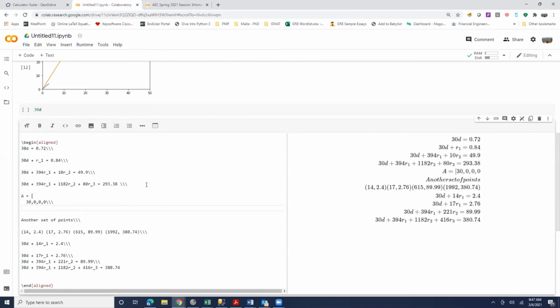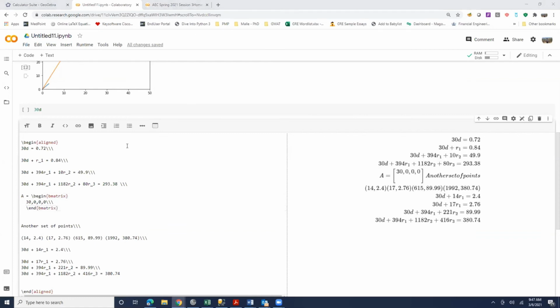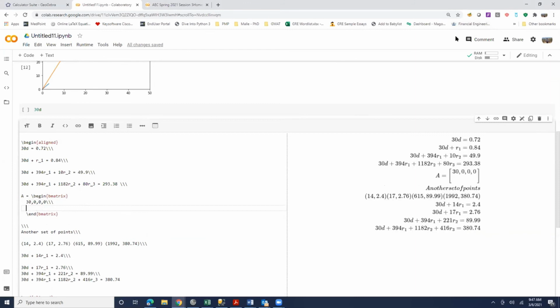And then I think the syntax is begin matrix, maybe B matrix. Let's see, and the B matrix. Does it look like a matrix? Yeah, it looks like a matrix. Okay. So for the first one, it is 30, 0, 0, or 30 and 3 zeros.